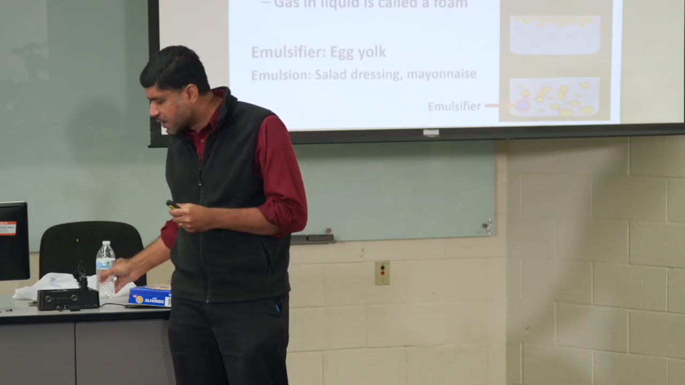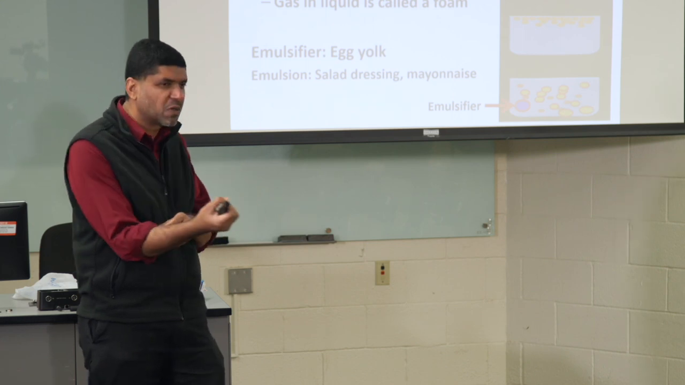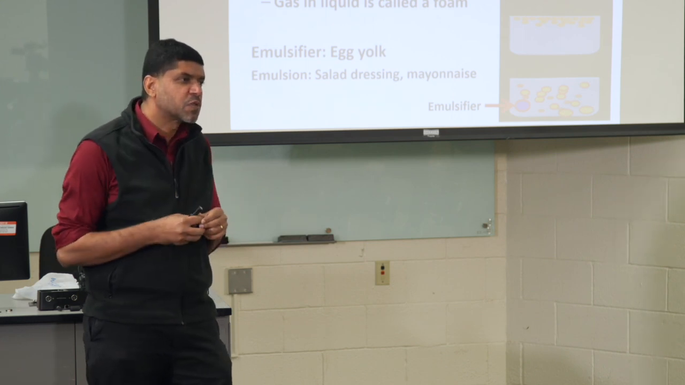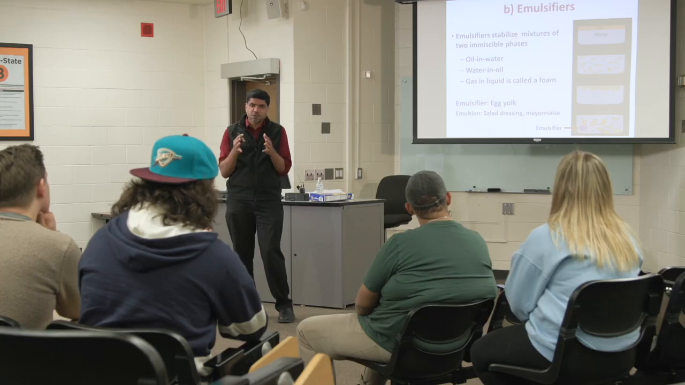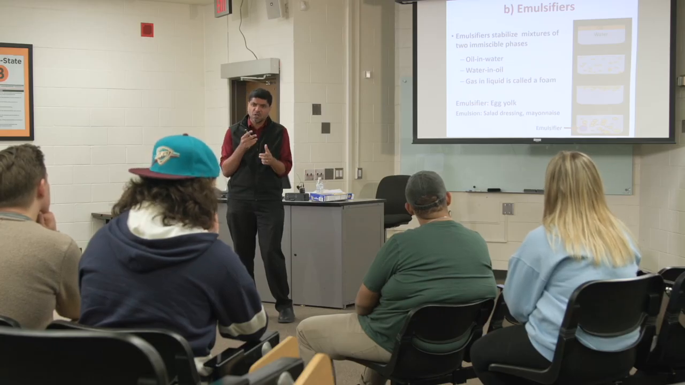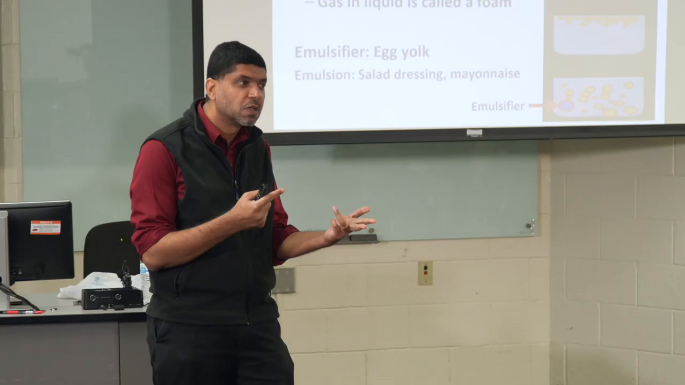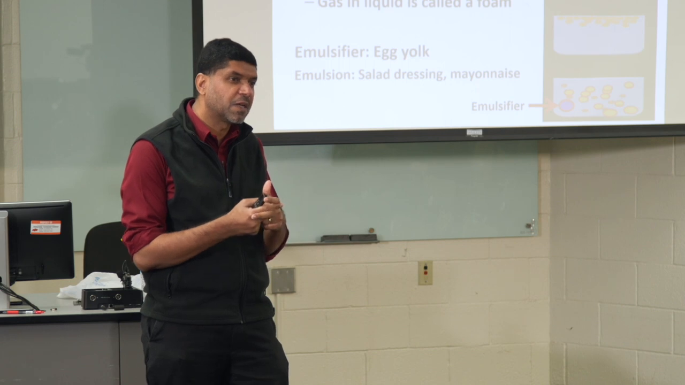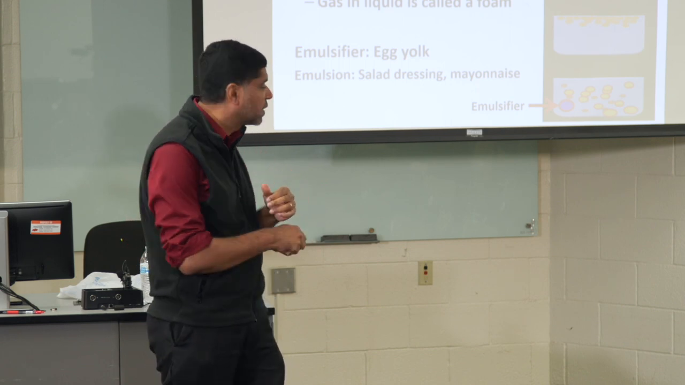So emulsion is a mixture. If you're adding some emulsifier, one of the classical ones comes from soy. It is called soy lecithin. It's not only in food, but a lot in pharmaceuticals and even cosmetics. Anything that has fat and water, you add an emulsifier, you can make a uniform mixture.